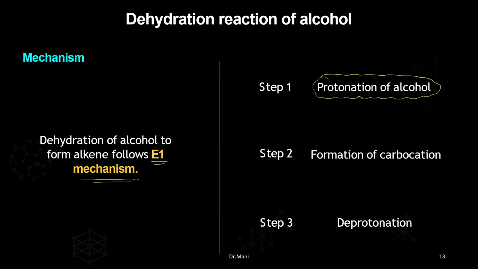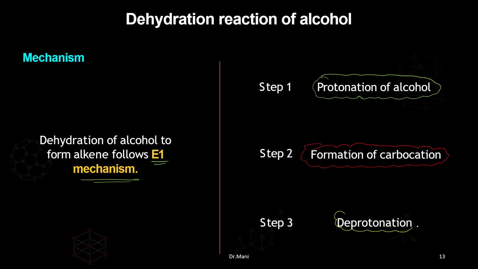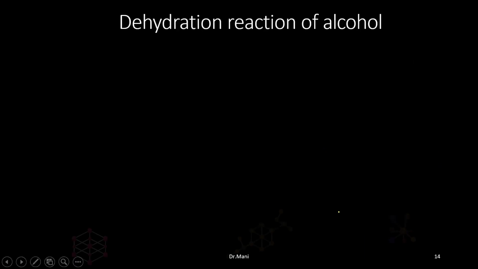So see here, this involves three steps. One is the protonation of the alcohol, then the formation of the carbocation, and the third one is the deprotonation. So what is the protonation of the alcohol? Let's see step one, protonation of alcohol.